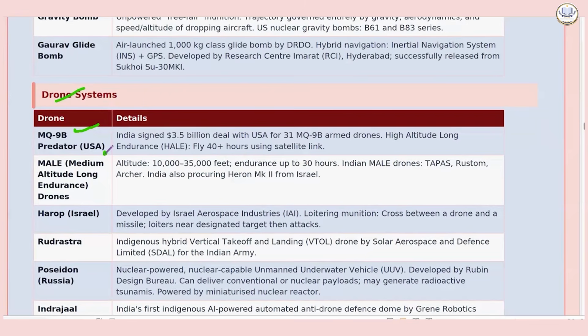Then we have Harop of Israel, developed by Israel Aerospace Industries, and it is a loitering munition, a cross between a drone and a missile. It loiters near designated targets, then attacks.